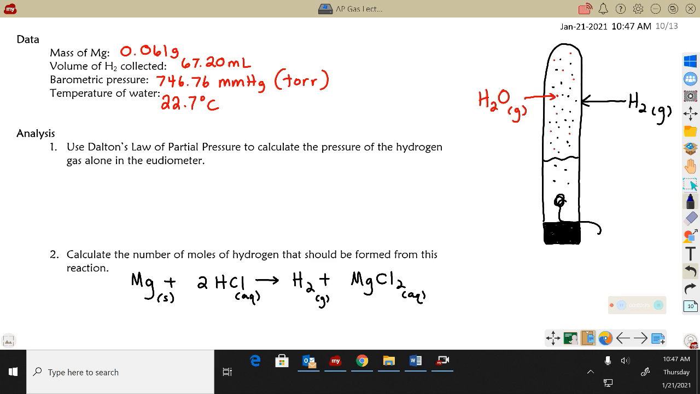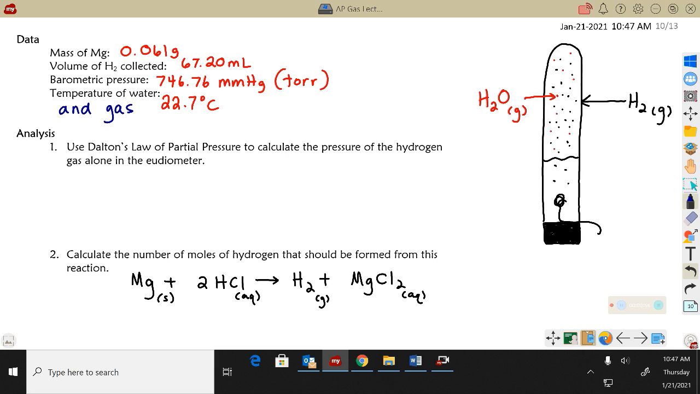We had the temperature of the water, which is important to mention, because we're also assuming that the water and gas are the same temperature. In that big tube, the eudiometer, we had water and gas, and because we couldn't get a thermometer all the way up there to measure the exact temperature of the gas, we assume that because they are in direct contact with each other, they are the same temperature.